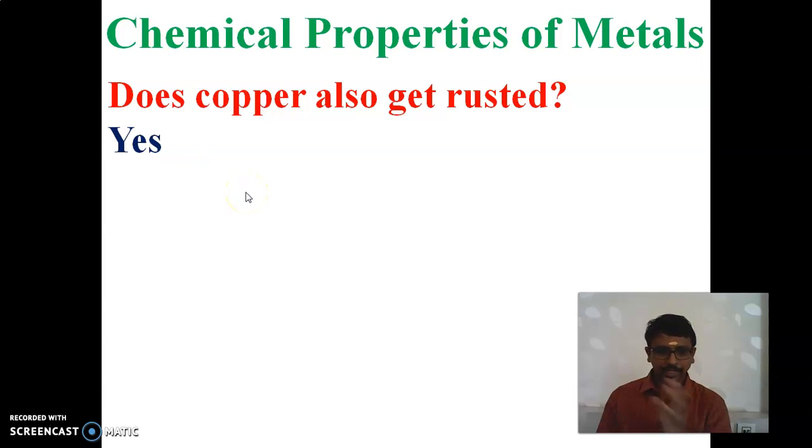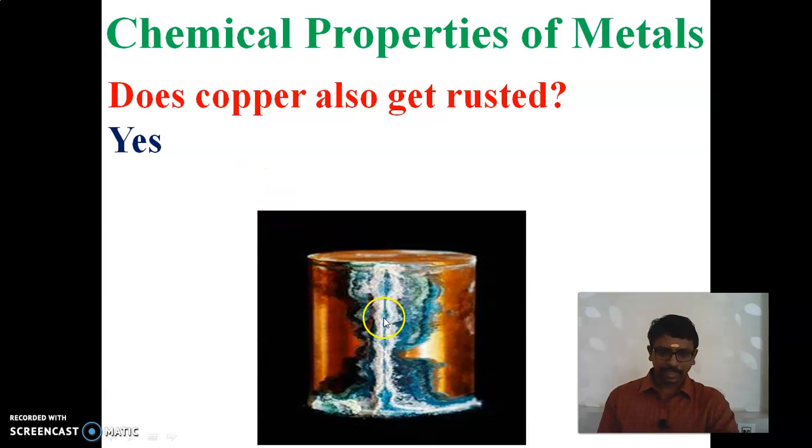How can we identify whether the copper is rusted or not? Yes, a greenish layer is obtained on that copper vessel. If a greenish layer is obtained on the copper vessel, we can say the copper is rusted. In your home you can see copper water bottles and copper vessels. After a few days, if you do not wash them properly, copper rusting appears.